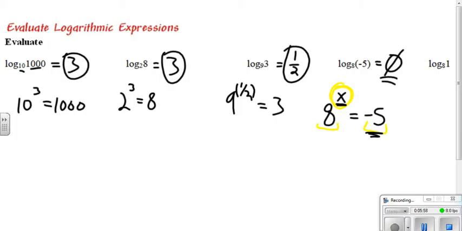And log base 8 of 1 means 8 to the power of what equals 1? Well, that's 0. Anything to the 0th power equals 1. So this one over here equals 0.